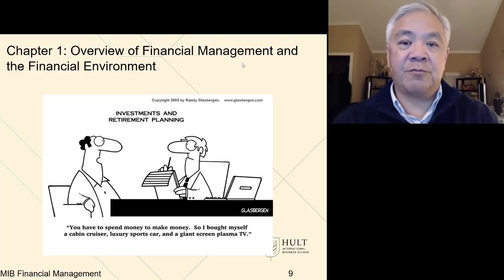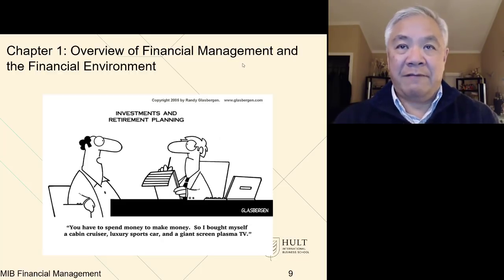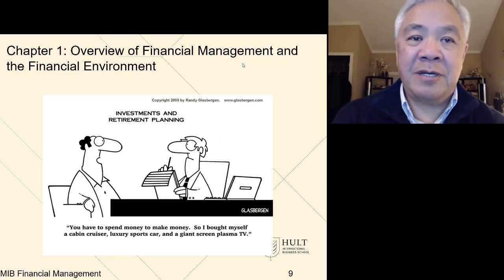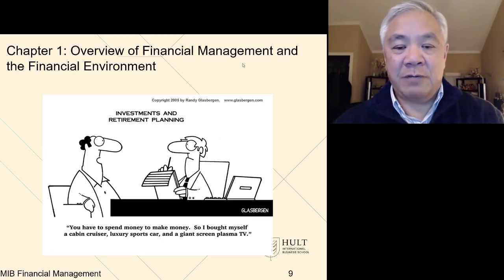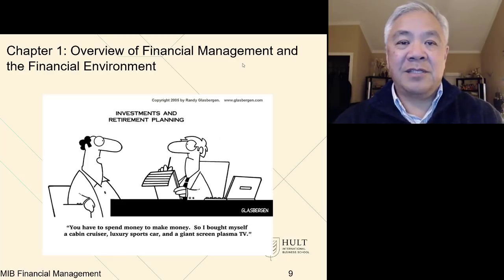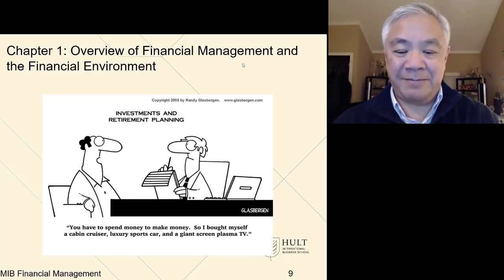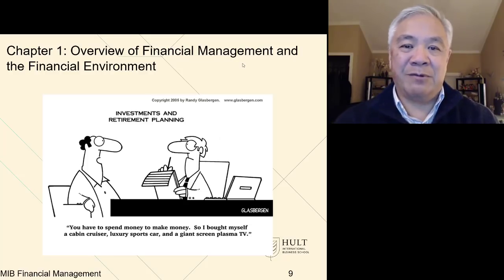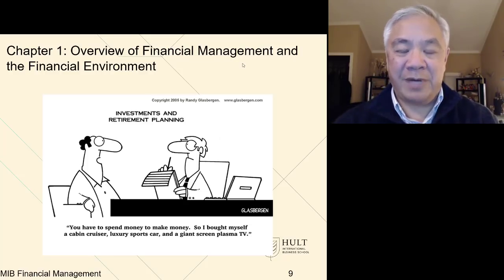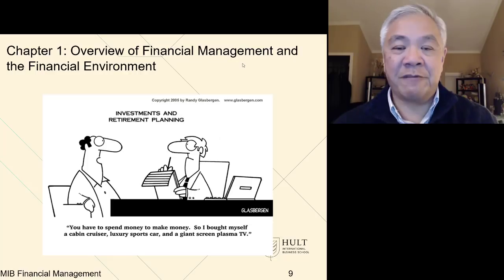Let's continue on session one with chapter one, which is an overview of financial management and the financial environment. The little comic strip here is an investment and retirement planning session where a consultant is working with a client. And he says, you have to spend money to make money. So I've bought myself a cabin cruiser, a luxury sports car, and a giant screen plasma TV. Well, that's not exactly what we mean when we talk about investment, but being wise with your money is definitely something we want to become proficient in.